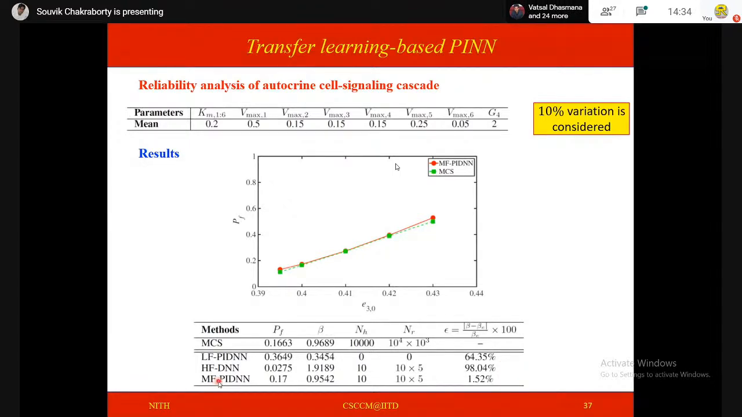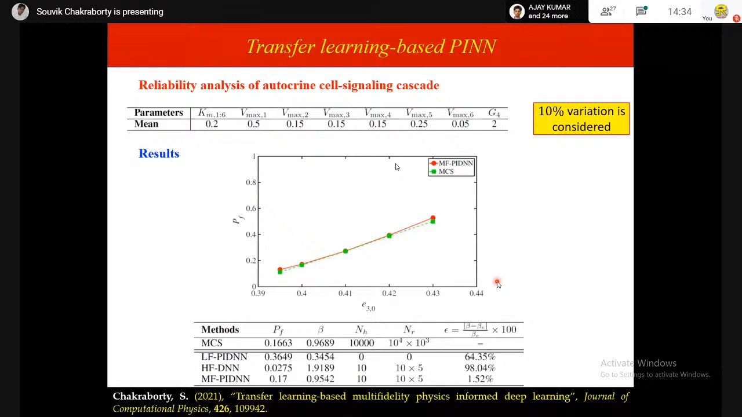And then when you use both the low fidelity physics and high fidelity data, you are getting almost exact results. There is a 1.52% error, but like 0.16 and 0.17. That is the range we are dealing with. And you can also change the threshold as before, and you can see that the method is still robust. As I said, these are the mean parameters, and there was 10% variation. This paper is already published this year only, so you can have a look in this paper at how this is working out.